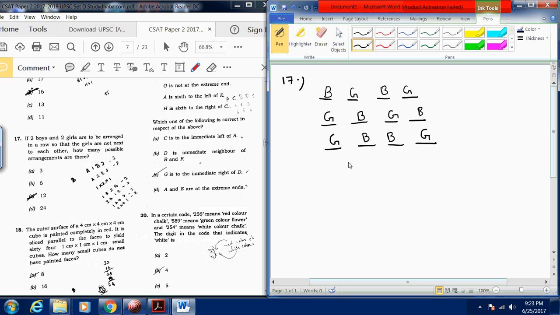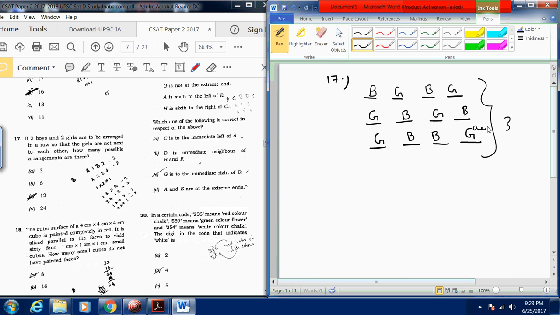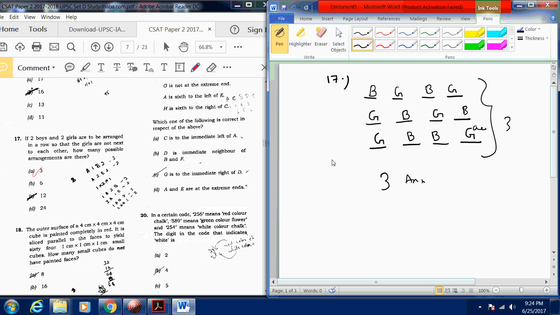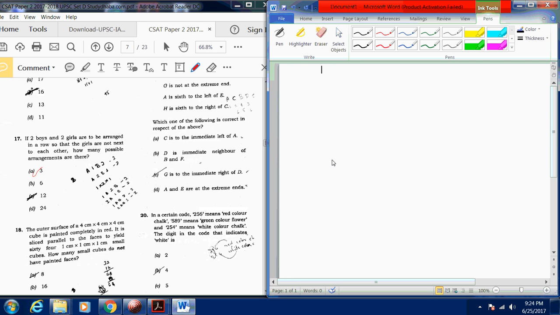So how many possible arrangements are there? Since these are the only 3 arrangements that are possible, 3 is the answer. So the answer is 3. Now move on to the next question.